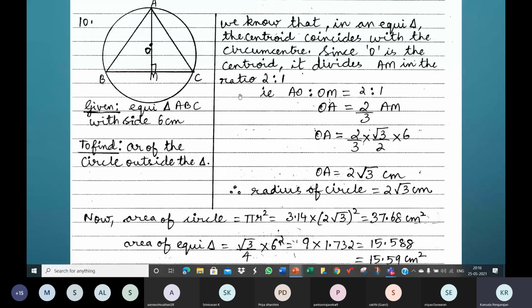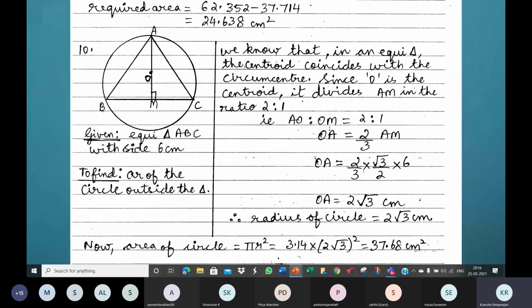So we need to find OA. OA is 2/3 of AM. AM is the altitude, which is given by the formula √3/2 A, into 6. So OA is 2√3. So like this, we find the radius. So important, don't find OM. It's not relevant. We need to find OA, which is the radius of the circumcircle.